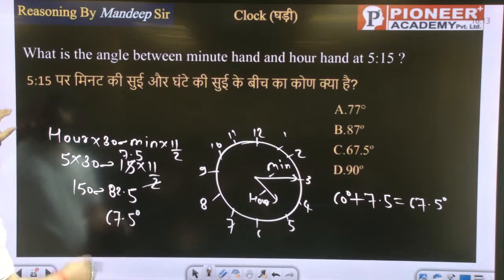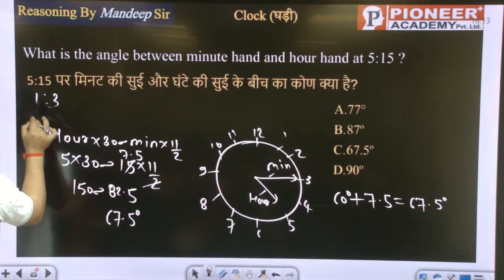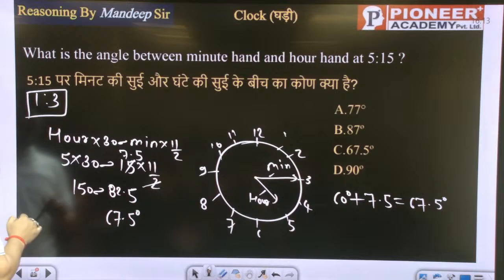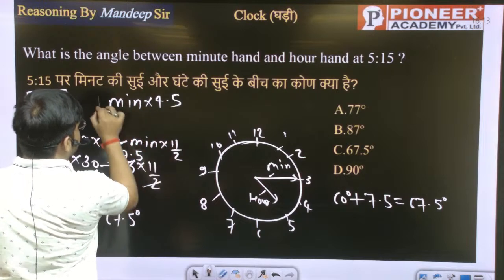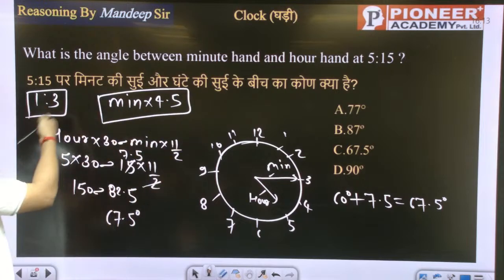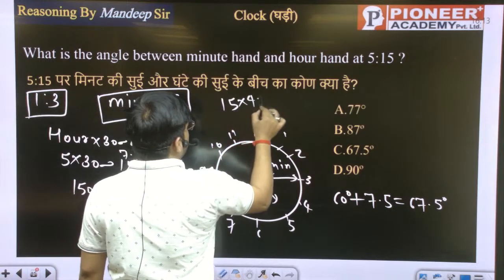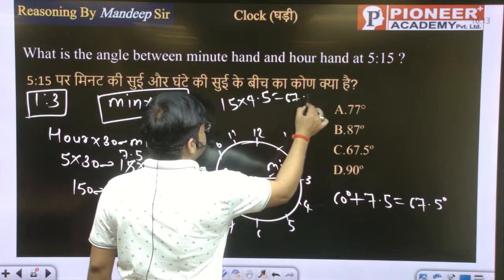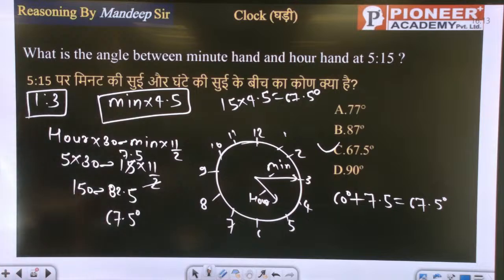And what is the ratio for 5:15? 1 by 3. When we get the ratio of 1 by 3, then we will do minute into 4.5. Always, when we get the ratio of 1:3. Minute is 15, 15 into 4.5. It's 67.5 degrees. Is it clear? Any doubt?